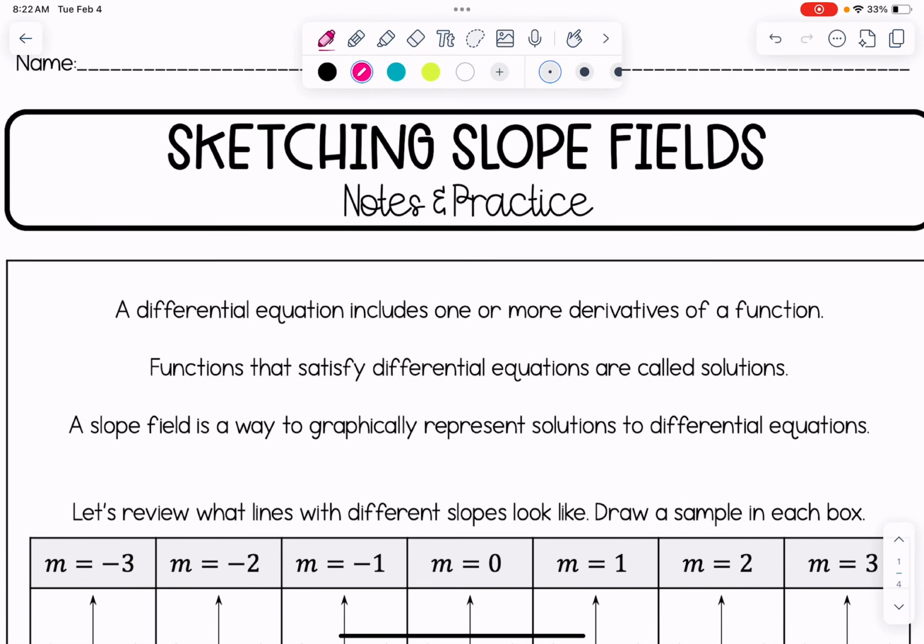In this video, we're going to be learning how to sketch slope fields. A differential equation includes one or more derivatives of a function. Just an easy example of a differential equation would be dy/dx equals 2x. dy/dx clearly represents a derivative, and therefore this is called a differential equation.